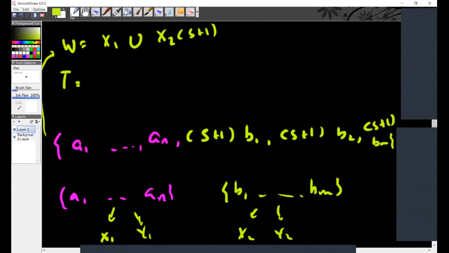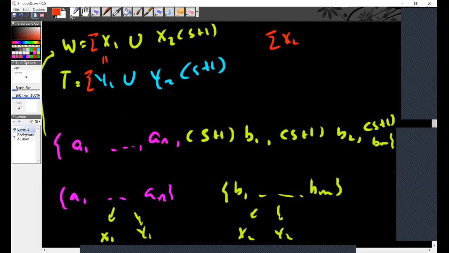Okay. Now t does the same thing, right? T takes items from y1, union the items from y2, times s plus 1. Okay. Well, do they have the same sum? The answer is yes, right? Because if you summed up the items in x1, and you sum up the items in y1, these two are going to sum up to the same value, right? And if you sum up the items from x2, it's going to be the same as the sum of the items in y2.